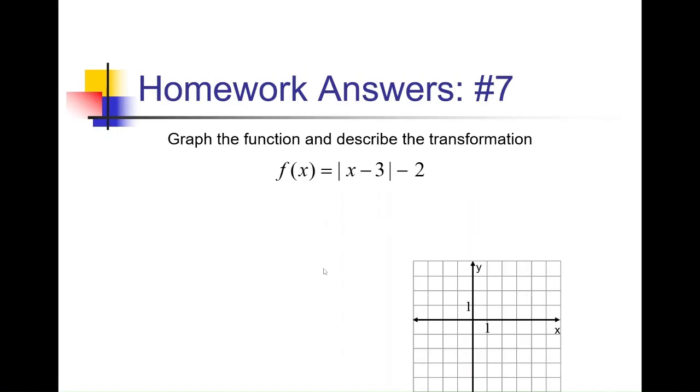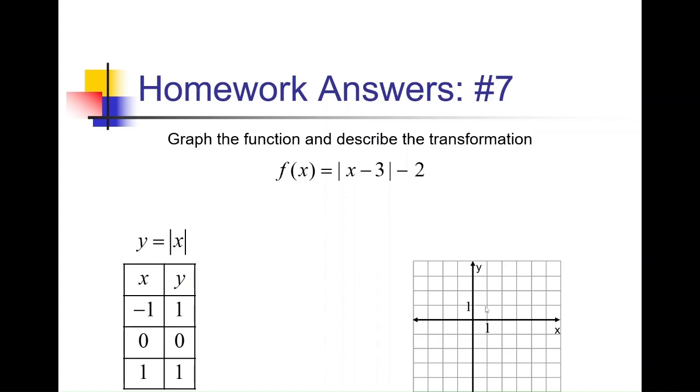For this problem, they want us to graph this function and describe the transformation going on. So the parent function for this one, since I have absolute value, I'm going to do the absolute value parent table, which has negative 1, 1, 0, 0, and 1, 1, just a little v at the origin here.